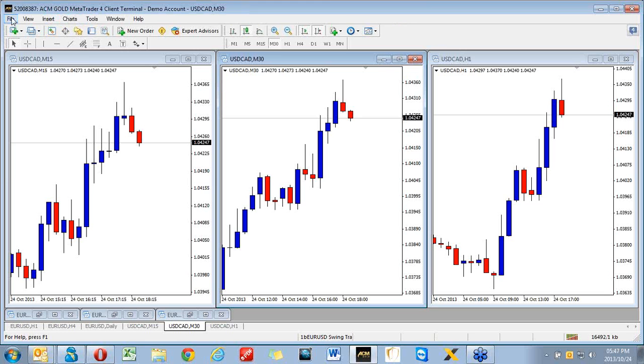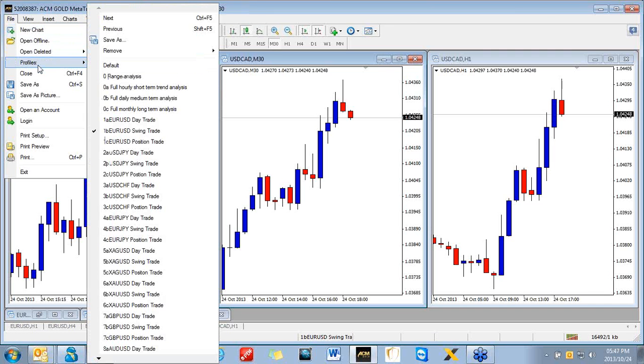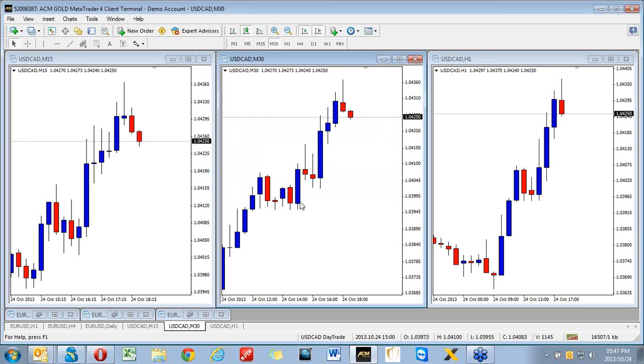Very simple. I go along and I click on File. I go to Profiles, and I say Save As, and all I do is I give it a name. How simple can that be? All right, so in this case, it is USD CAD Day Trade. And off we go, and that is how simple it is to set up your profile.